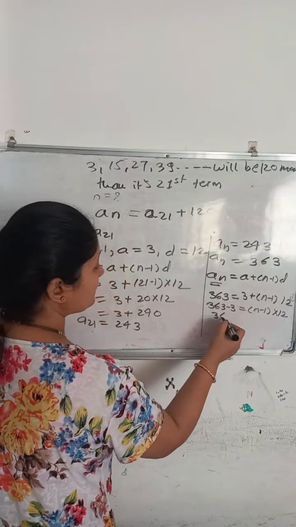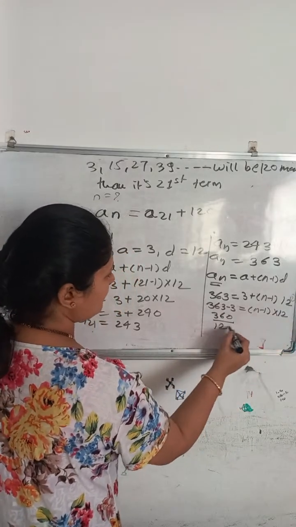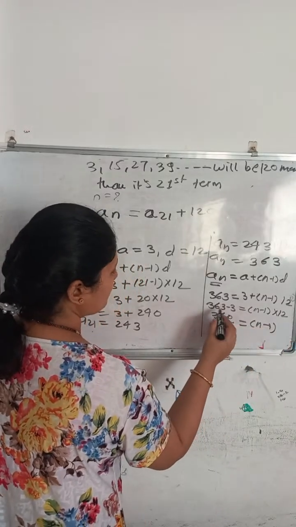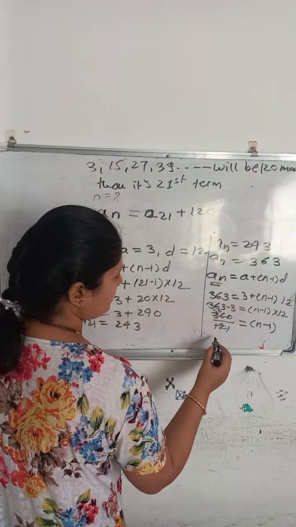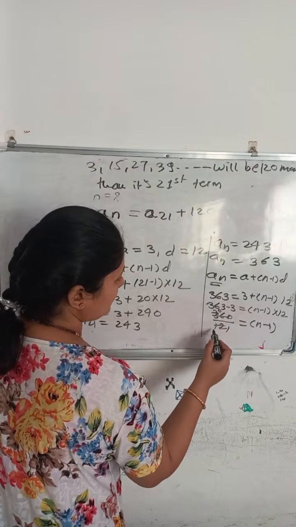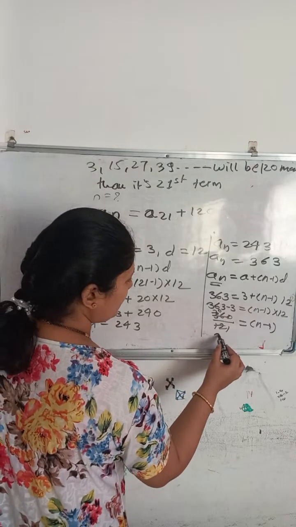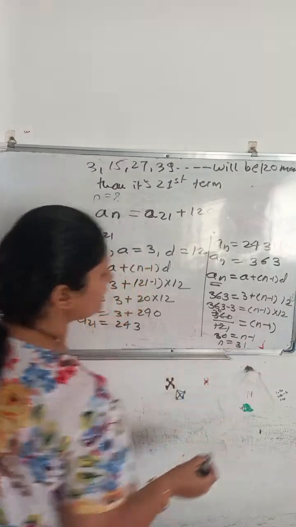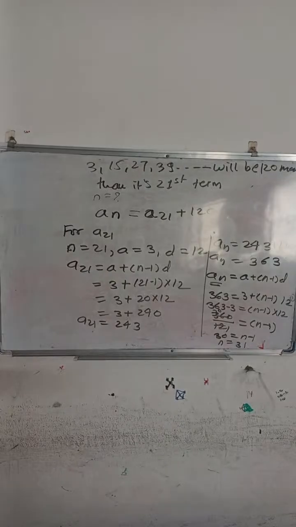So here 360, and this 12 is multiplied, so divide to get n minus 1. 360 divided by 12 is 30. So 30 is equal to n minus 1, so n is equal to 31. So it is the 31st term. This is also a 2-mark IMP question. I am trying to cover the variety from this chapter. Copy this properly.